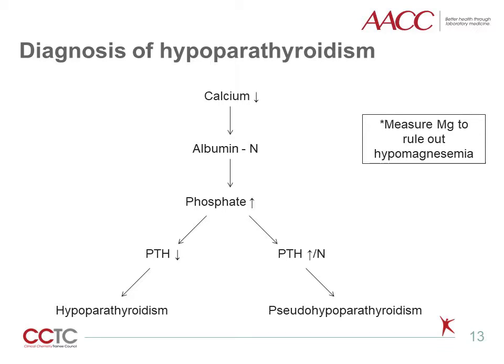Hypoparathyroidism is diagnosed by measuring calcium, albumin to confirm that the low calcium concentrations are not due to hypoproteinemia, phosphate, and PTH in the blood. Patients with hypoparathyroidism will typically have decreased calcium, normal albumin, increased phosphate, and decreased PTH. Hypomagnesemia must be ruled out in the diagnosis of hypoparathyroidism. If the PTH is normal or high in the setting of low serum calcium and high serum phosphate, pseudo-hypoparathyroidism should be considered.